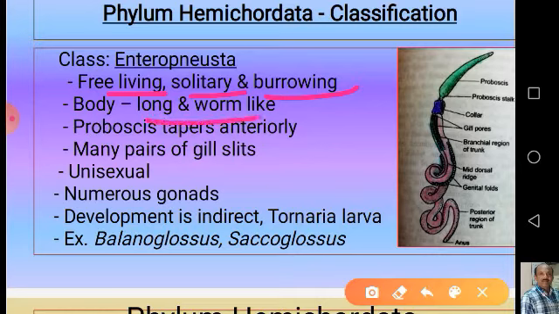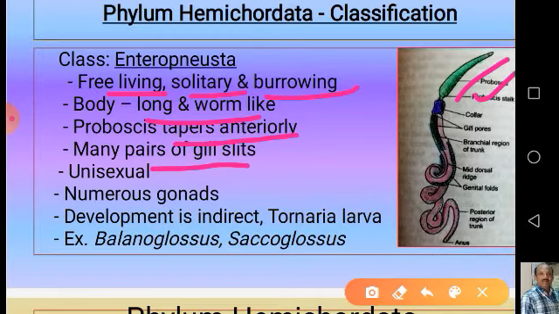Now you can see the shape of the animal here. Then the proboscis tapers anteriorly. This is the proboscis, which you can see in green. Actually, I have made the color green, but the actual color of the animal may be different. So this proboscis is tapering towards the end. It is sharp at the end, and many pairs of gill slits are present.